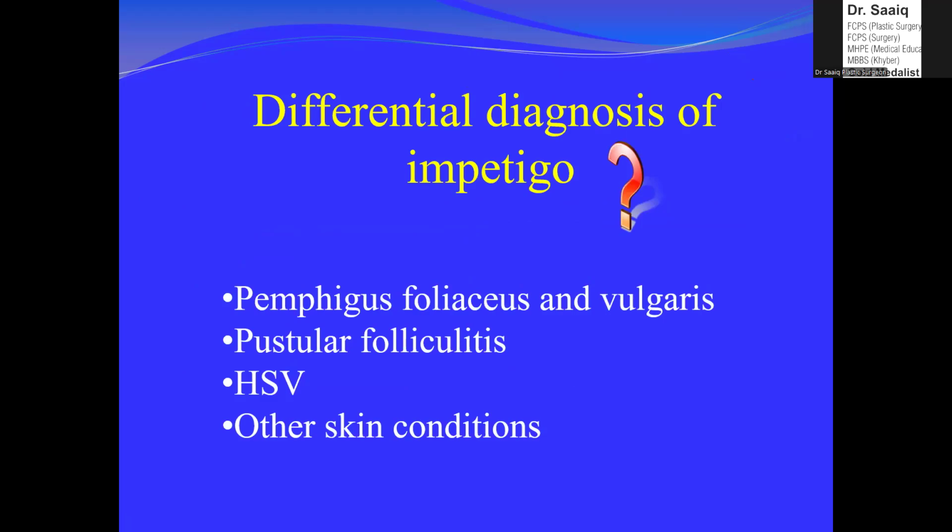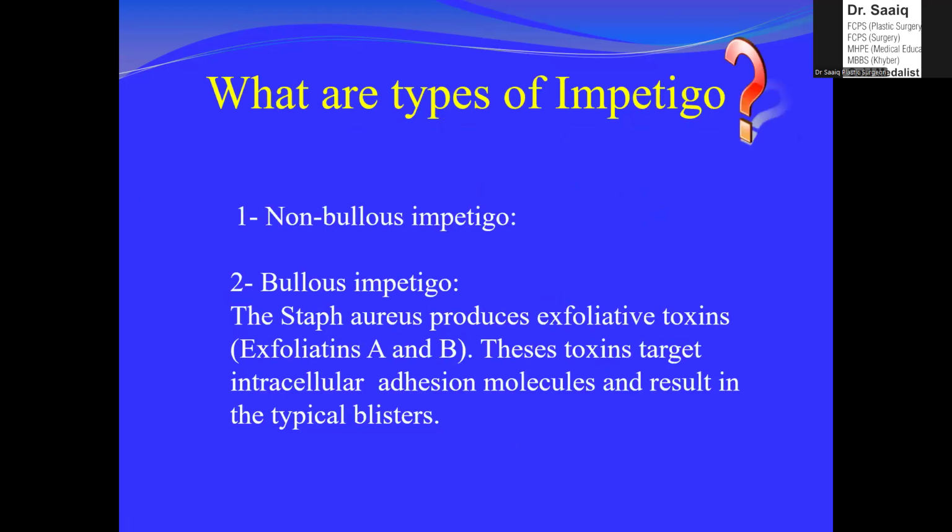The differential diagnosis is in the form of similar lesions on the skin, and they could be pemphigus foliaceus, pemphigus vulgaris, pustular folliculitis, herpes simplex virus, especially of the lips, and other similar infections of the skin. Two main types of impetigo are found. One is the non-bullous, which is more common, and the second is the bullous impetigo. The formation of blisters or bullae is because of a toxin produced by the Staphylococcus.